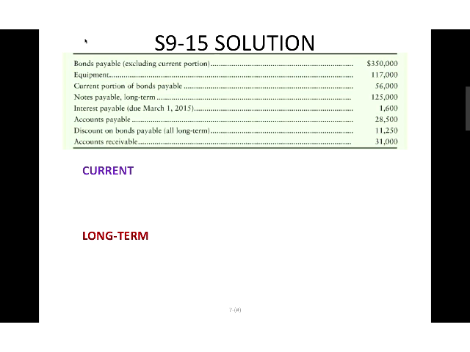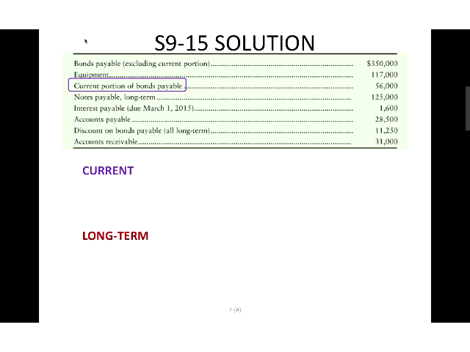Equipment. Yeah, equipment is an asset, so we're not going to include that either. Current portion of bonds payable. Well, that sounds like it, so we're going to have current portion of long-term bonds payable. So good, we've got one thing. Next thing down, note payable long-term. That's not going to be a current one. Interest payable, due March 1st, 2015.